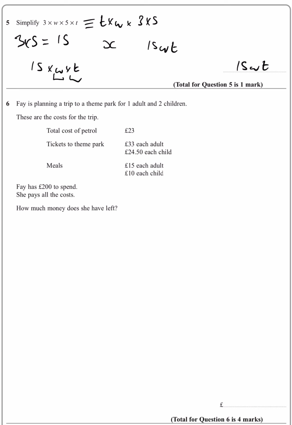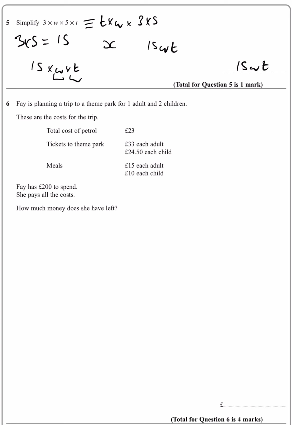Total cost for petrol is £23. Tickets to the theme park is £33 for each adult, £24.50 for each child. Meals is £15 for each adult, £10 for each child. So Faye has a £200 budget to spend. She pays all the costs. How much money does she have left?